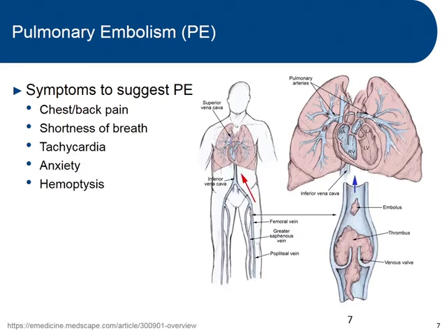As I mentioned, sometimes these clots break off and they travel to other parts of the body. One of the most concerning locations is a clot that travels up to the lungs. Those are called pulmonary embolisms, or PE. Symptoms of PE: chest pain, back pain, shortness of breath, tachycardia, anxiety, hemoptysis, which is just coughing up blood.